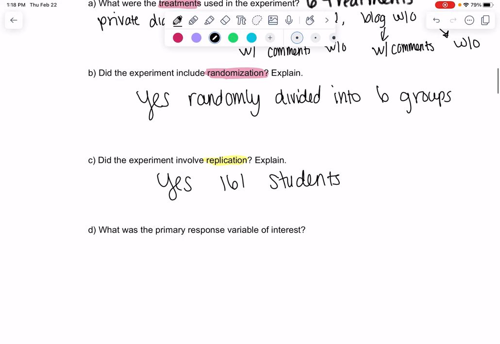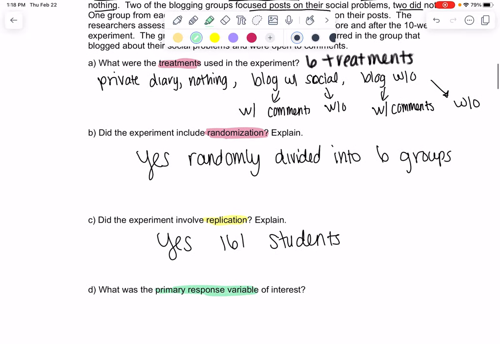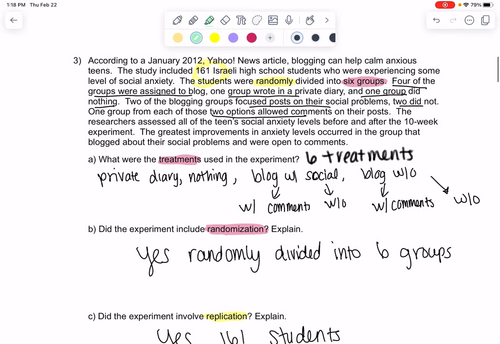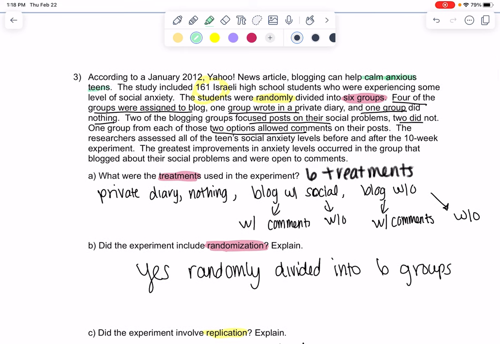And then we want to find the primary response variable. So the response variable is more like an output, or what we're measuring or recording. So let's see if we can figure out what they're recording. So the blogs are the group. What were they interested in finding out? So I see they're trying to calm anxious teens. That's not quite the variable, but it's definitely giving us an idea.